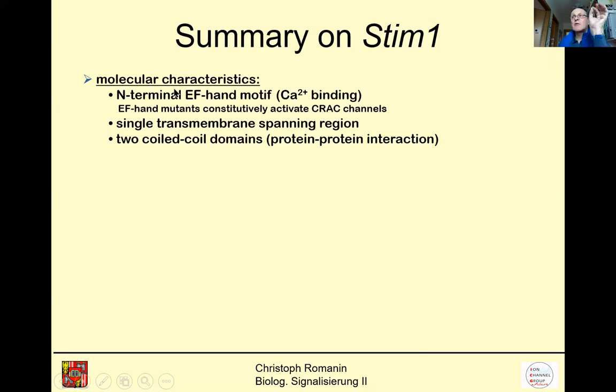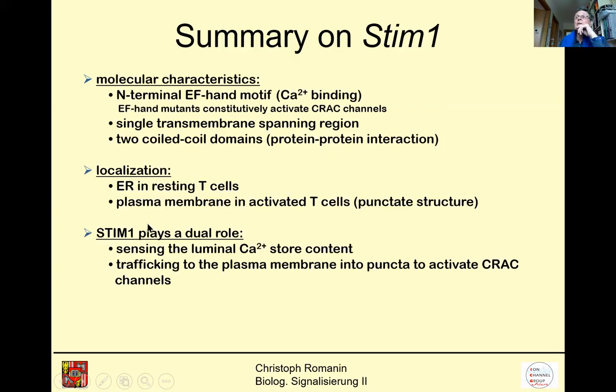So let me just summarize at the level of STIM. What are the characteristics of STIM? It has an N-terminal EF hand motif. That is the calcium-binding motif, which functions as a sensor motif and senses the drop in the calcium concentration when the stores get depleted. It is a single ER transmembrane protein. At the cytoplasmic site, it has coiled-coil domains that could work as protein-protein interaction domains.